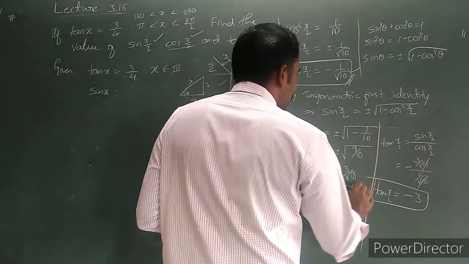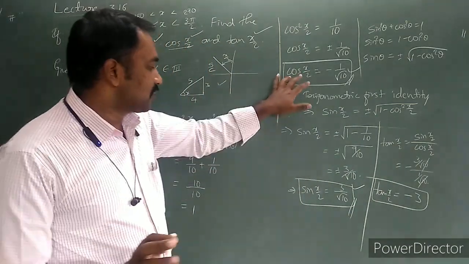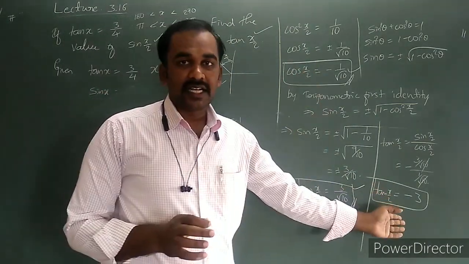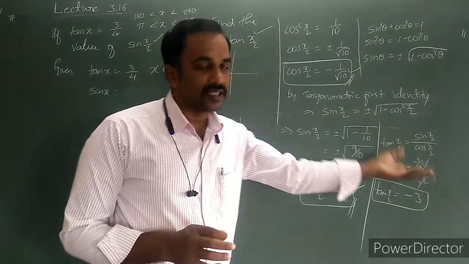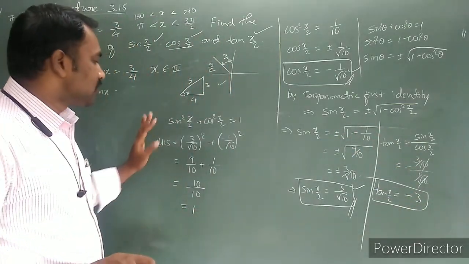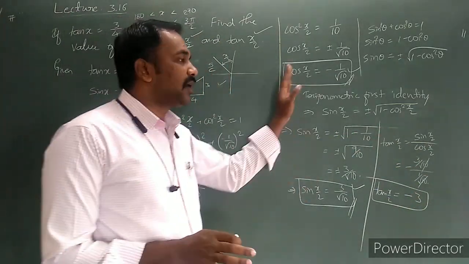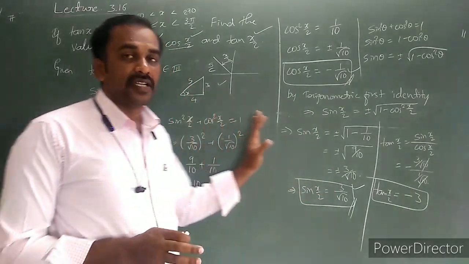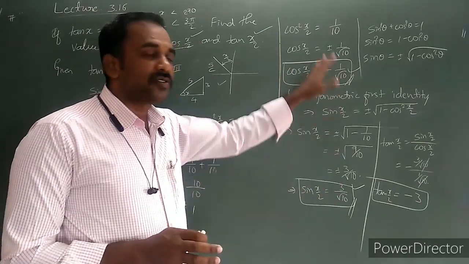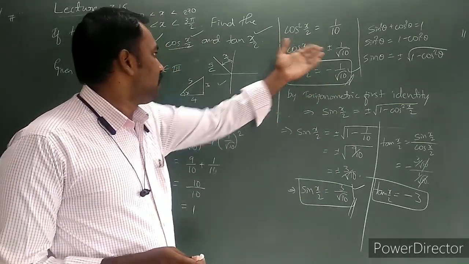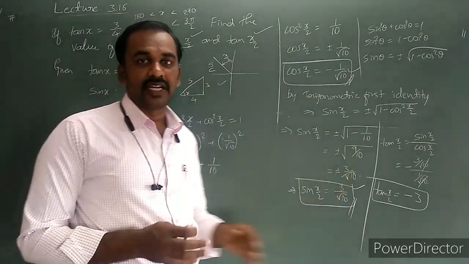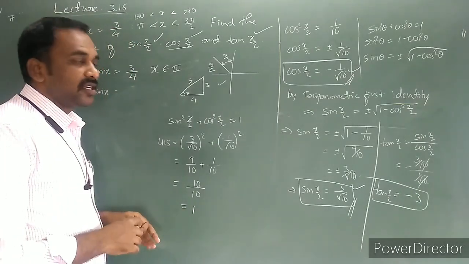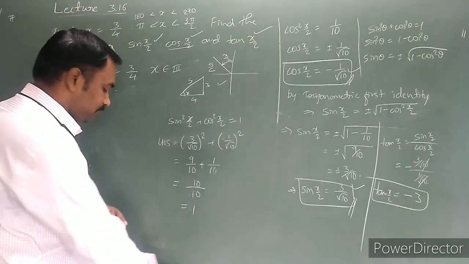Whatever answer we have got is correct. If sine and cos are correct, then obviously tan is correct because we used that result only. That's all. Are you clear? This is how we can verify the answers in the exam. Suppose if time is permitted, then you can cross verify, because if you have made any small mistakes, we can rectify them there. Okay, now go to the next.